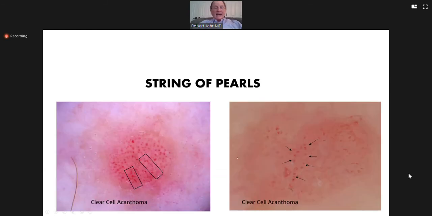When you see the dotted vessels and you have the time, you should look to see if they're linear or curvilinear. If you see dotted or pinpoint vessels or glomerular vessels, here it's curvilinear or linear, and over here it forms like a little necklace. And that's, as far as I know, diagnostic of clear cell acanthoma. So it's really important to try to look at that if you want to make that diagnosis.